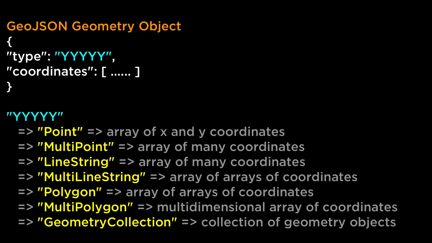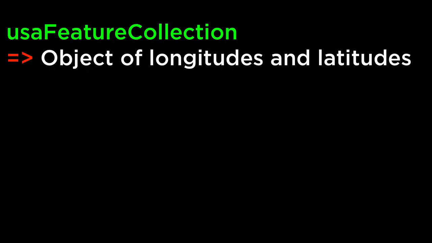The coordinates are longitude and latitude coordinates. The longitude always comes first. Which brings us back to the USA feature collection object. What it really is, is a JavaScript object full of longitude and latitude pairs that are grouped in a certain way. By defining and grouping them in a certain way, we can later use them to create a map.